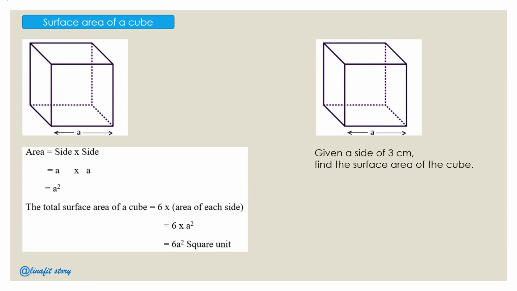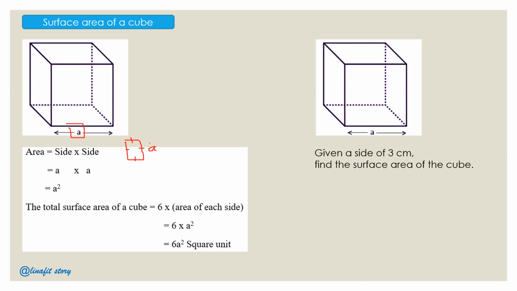How to find the surface area of a cube? A cube consists of 6 square faces. Let's consider a cube whose length of the edges is A. Surface area of a cube is the sum of areas of all the faces of the cube that covers it. Remember, the formula to get the area of a square is side times side, A times A, or A squared.